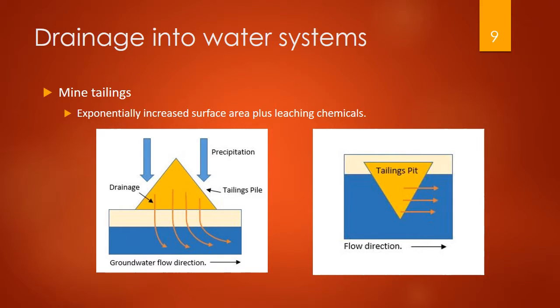Another option, sometimes they don't leave the tailings piles, they'll dig big pits, process the rock, and then put the waste right back into the pit, in which case you can see that groundwater can flow through that pit and end up transporting that acid now into the groundwater that way.